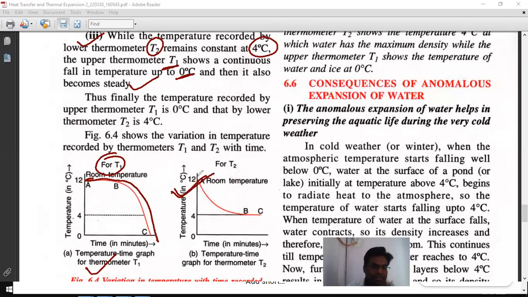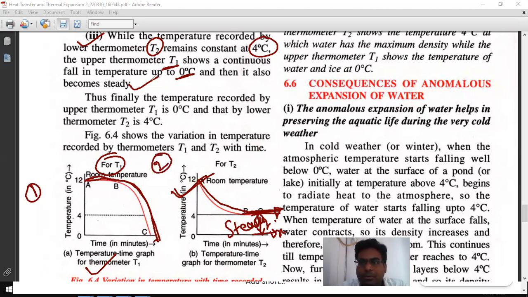So firstly it decreases, then becomes steady. You can see it becomes constant, parallel to the x-axis. So this shows the steady or constant behavior. And for T1, it starts decreasing from 12 to 0 degrees Celsius. It is continuously decreasing, right? So this is the graph for T1 and this is the graph for T2. So make the graph.